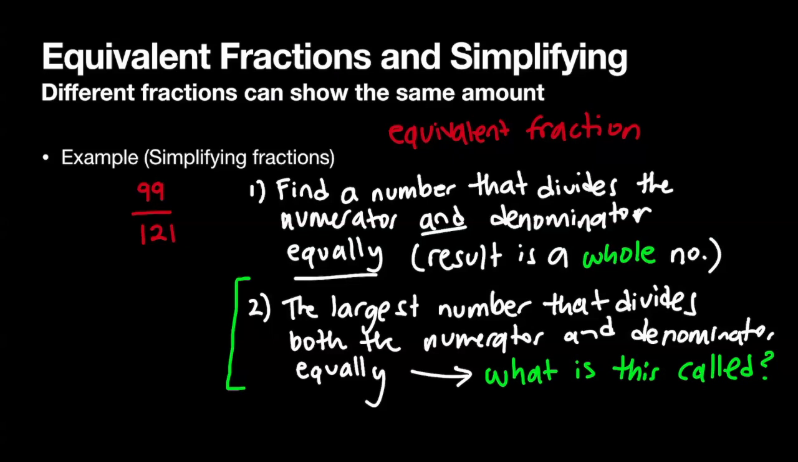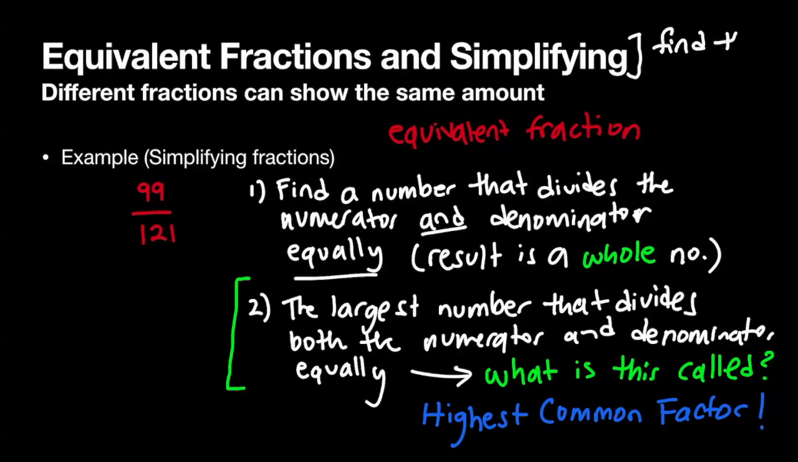So it's called the highest common factor, right? So essentially, all we need to do when simplifying fractions is find the highest common factor of the numerator and denominator. So we'll do this example. We have 99 over 121.